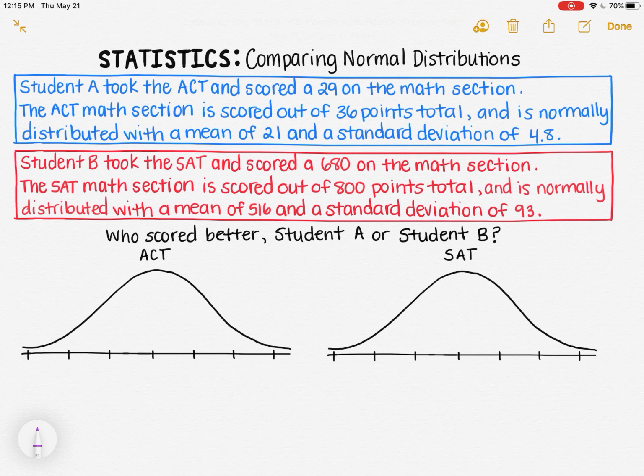In this video, I'm going to show you how to compare different data sets whenever they are both normally distributed. In this example, one student took the ACT and another student took the SAT, and we need to determine which student did better on their respective exam.